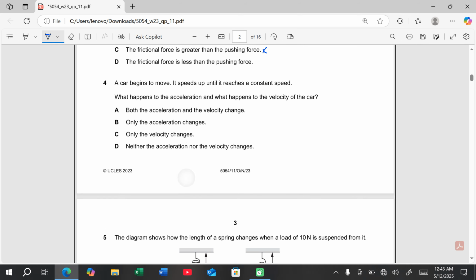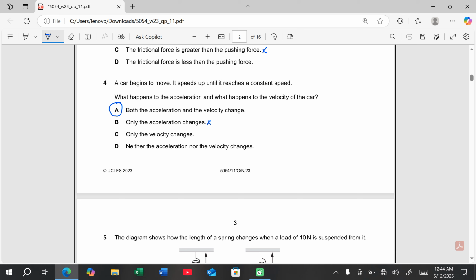A car begins to move. It speeds up until it reaches a constant speed. What happens to the acceleration and what happens to the velocity of the car? So when it begins to speed up, the acceleration is changing and velocity is also changing. And when it is constant speed, the velocity is not changing and acceleration is 0. But they are changing since it has to speed up at the start.